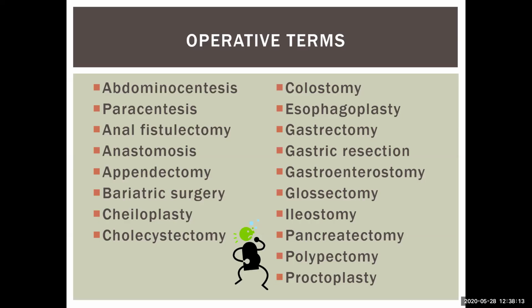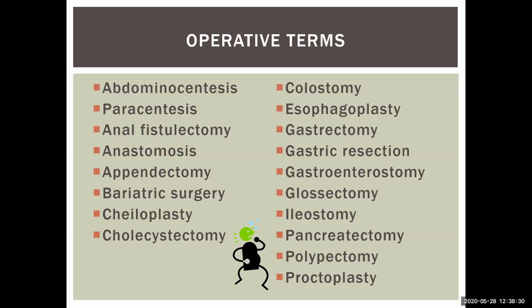Bariatric, pertaining to baros, means weight, and iatric pertains to treatment. So it's reducing the volume that somebody can hold within their stomach to decrease their ability to eat as much. Chyloplasty is repair of the lip.